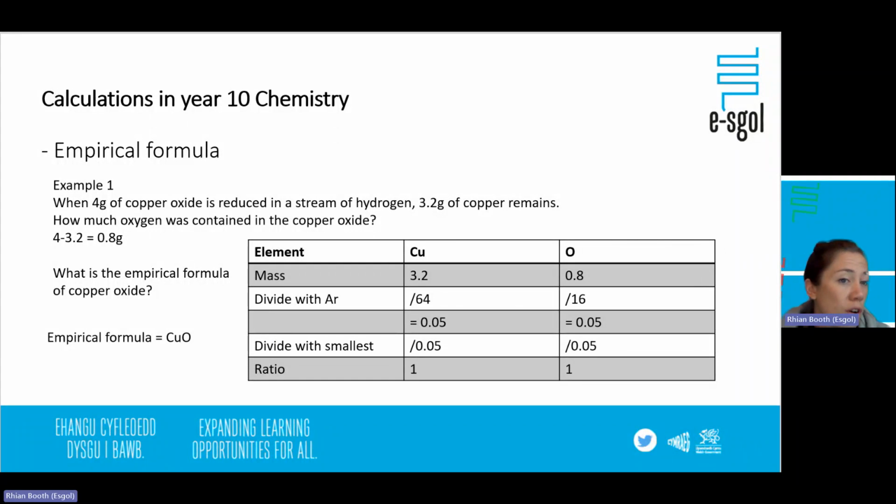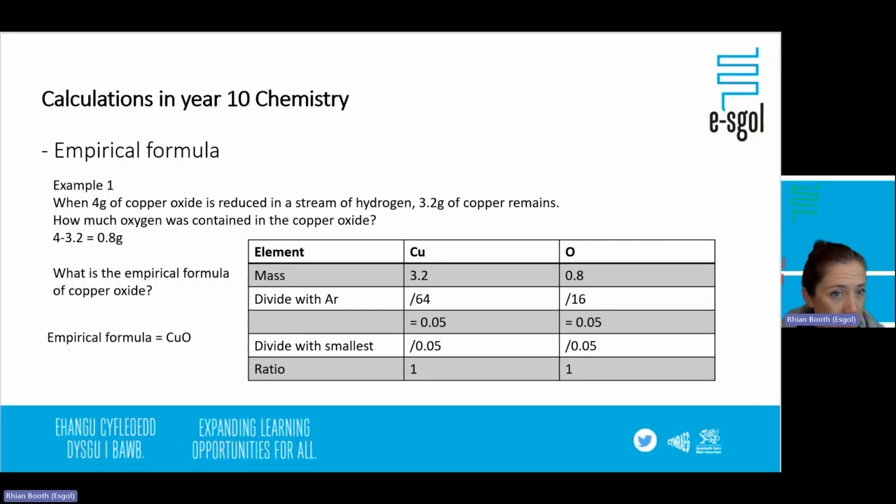We're going to look at empirical formula now. Okay, so first example, if there's a question such as, when 4 grams of copper oxide is reduced in a stream of hydrogen, 3.2 grams of copper remains. How much oxygen was contained in the copper oxide? So, typical question, this one, where you need to have masses of the elements involved, okay, in order to calculate a formula.